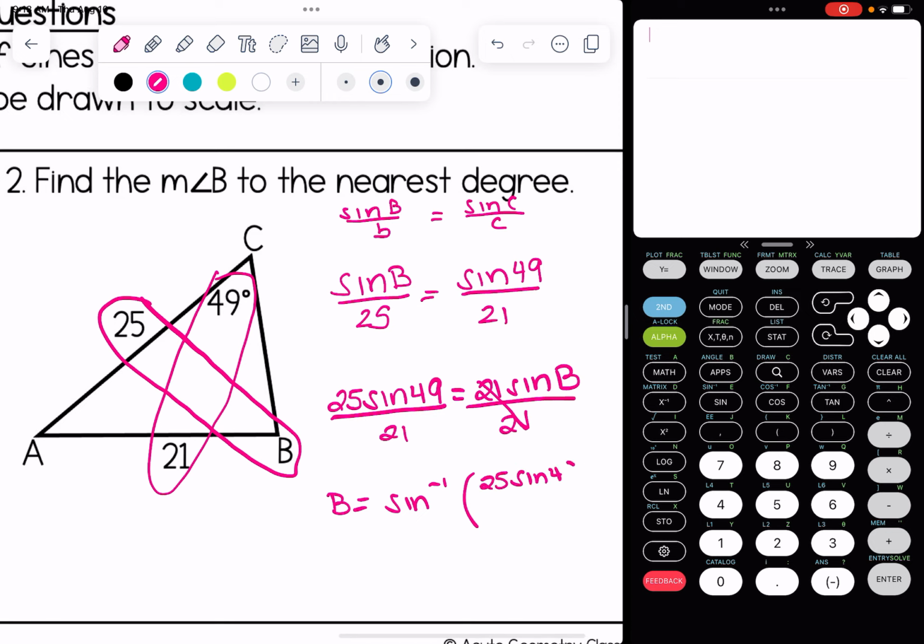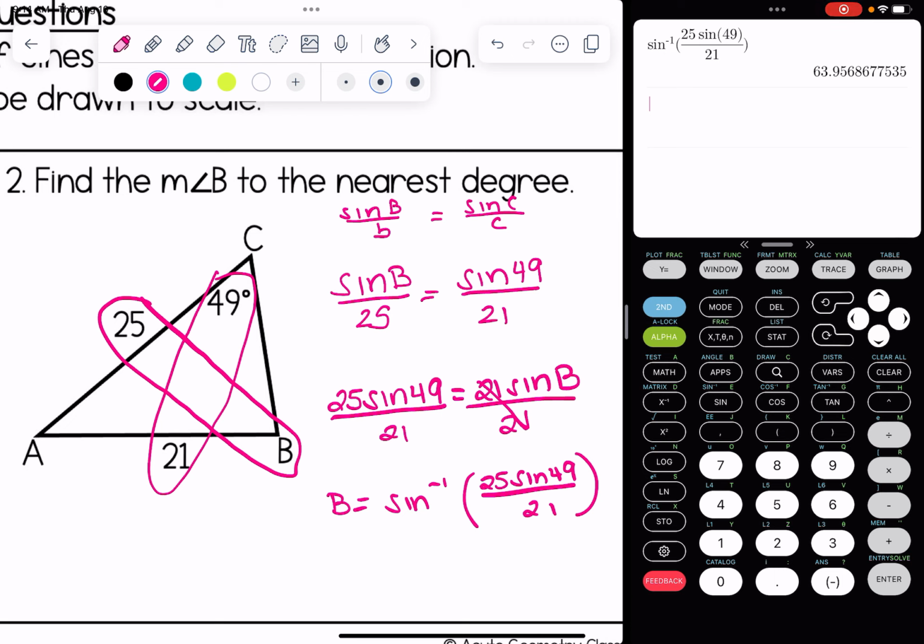Inverse sine of 25 sine 49 over 21. So this could be a little cumbersome to type into the calculator, so think about it as you're going through. First, we need inverse sine, so I'm going to hit the second button, then the sine. And now I'm going to type in what's in parentheses there. I'm going to choose to stack my fraction here just so that it matches a little bit neater what I have written on my iPad screen.